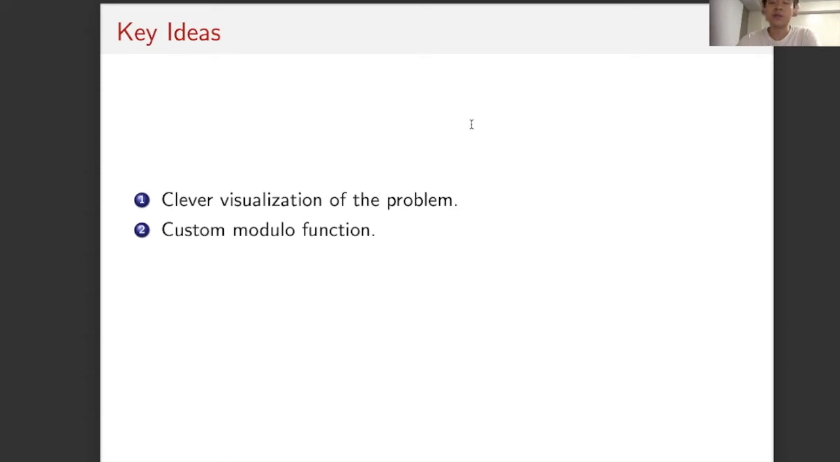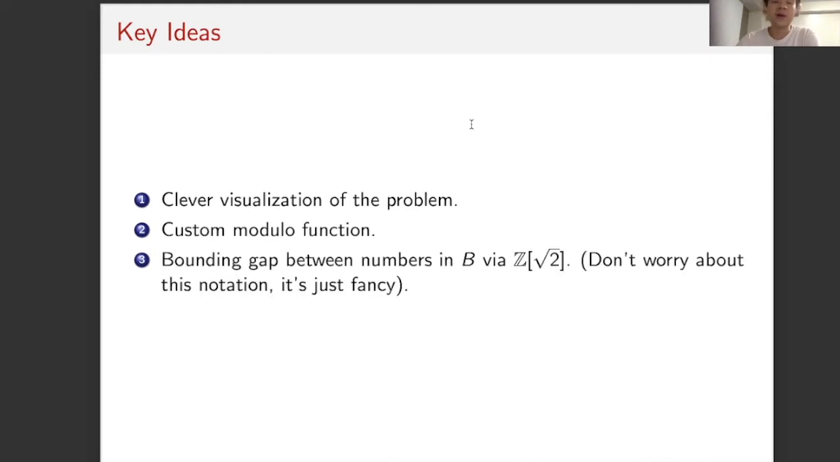The second is a custom modulo function. We have probably learned that modulo is something from integer to integer, which signifies remainders. Well, nobody says that we cannot extend the definition of the modulo function to a bigger set of numbers, right? As long as the definition makes sense and there's no ambiguity, we are free to do so. And the third one is the trick on how we bound the gap once we already have the first two done.